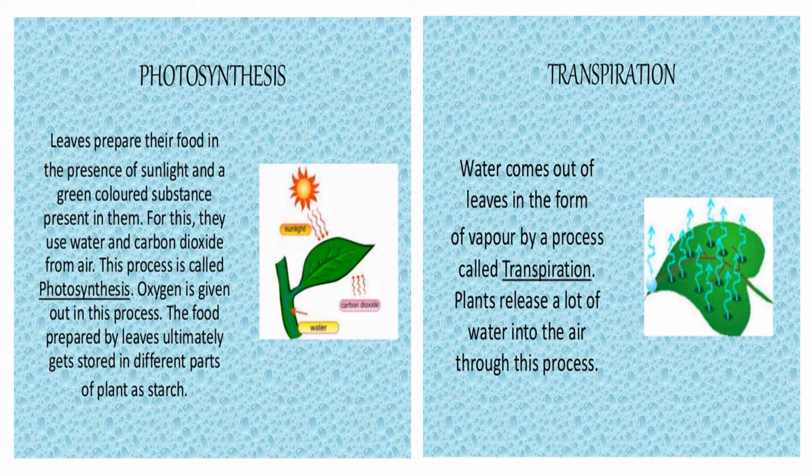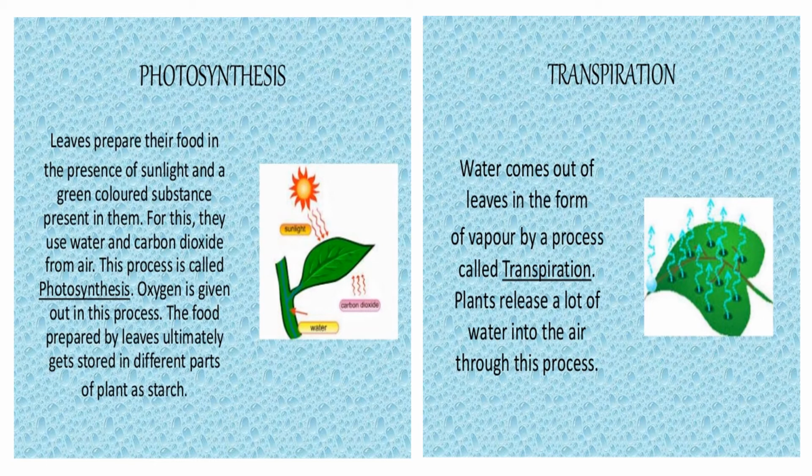Photosynthesis. Students, photosynthesis is a process by which leaves prepare their own food with the help of water and carbon dioxide in the presence of sunlight and chlorophyll. Yes, students, in the presence of chlorophyll and sunlight. So, we can say that the raw material used for the process of photosynthesis is only water and carbon dioxide, but not sunlight or chlorophyll. Only their presence is very important.